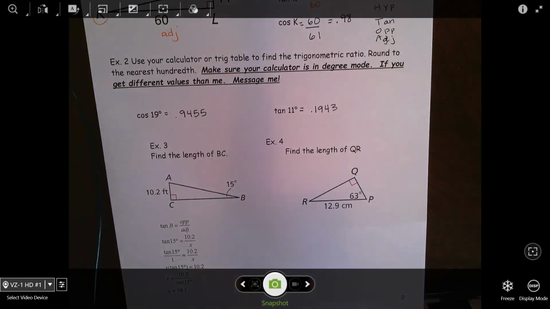Now, there's a reason we're doing this. First of all, again, make sure you check with your calculator that you're getting the same values as me. If not, email me, show up to one of the Zoom sessions, and we'll figure out what's going on with your calculator. Now, the reason we're doing this is because you're going to use this to find missing sides.